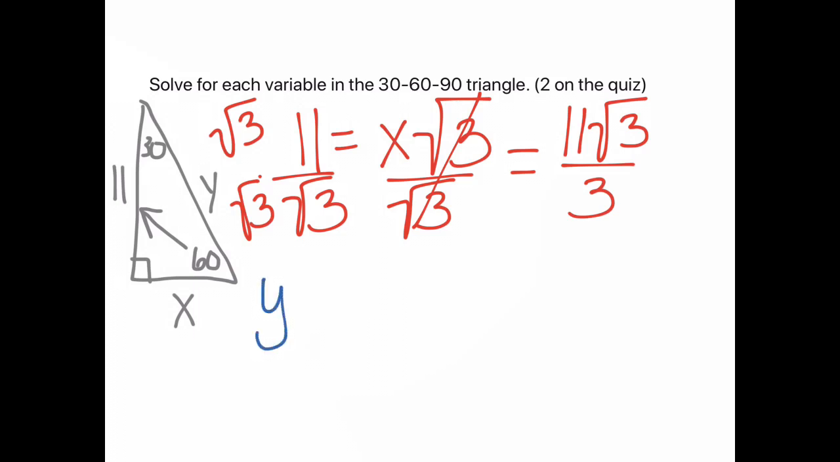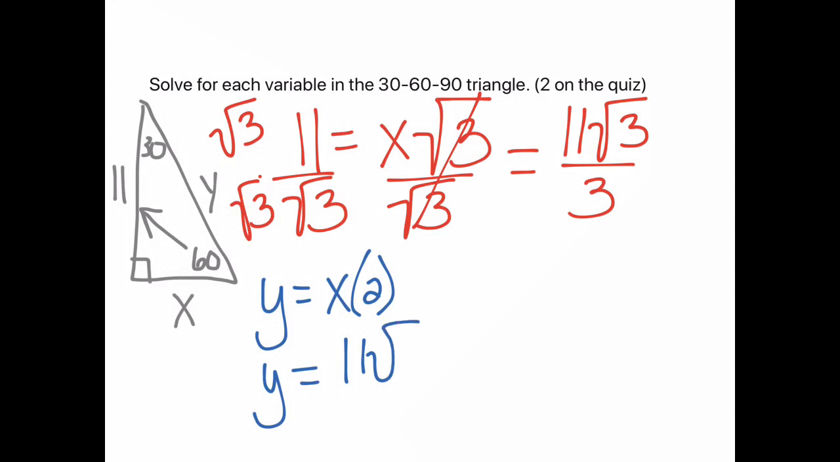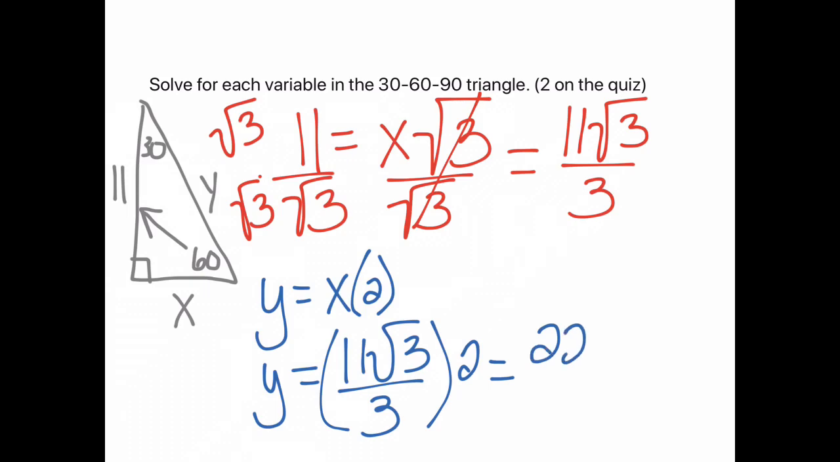And in order to solve for y, we'll have to remember that it's the shortest leg, in this case x, times 2. And since we just learned that x is 11 radical 3 over 3, we have to multiply that by 2, and what we get is 22 radical 3 over 3. And that's our solution for x and y.